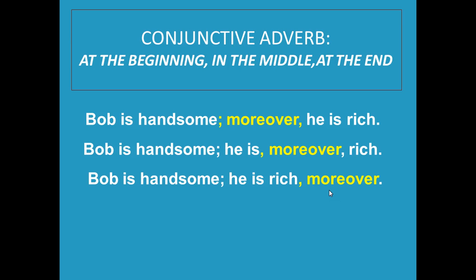The first is an example of a conjunctive adverb in the beginning. Bob is handsome; moreover, he is rich. Now in the middle. Bob is handsome; he is, moreover, rich. Bob is handsome; he is rich, moreover.